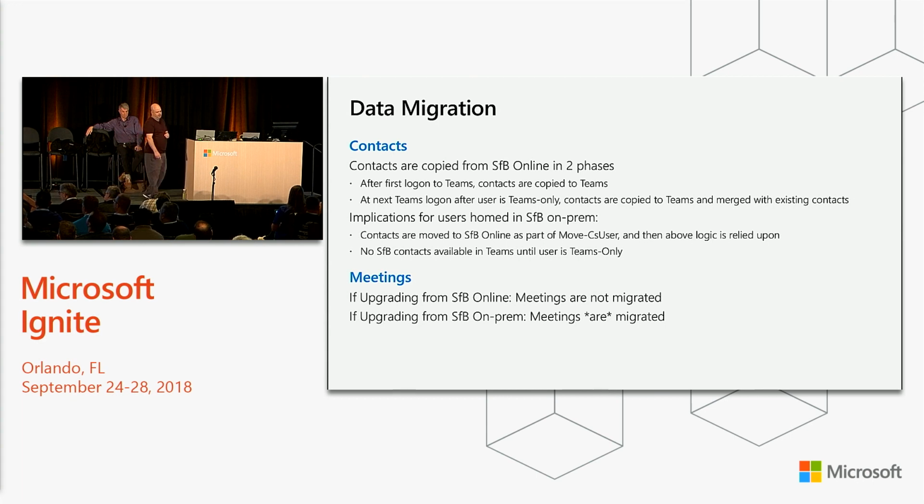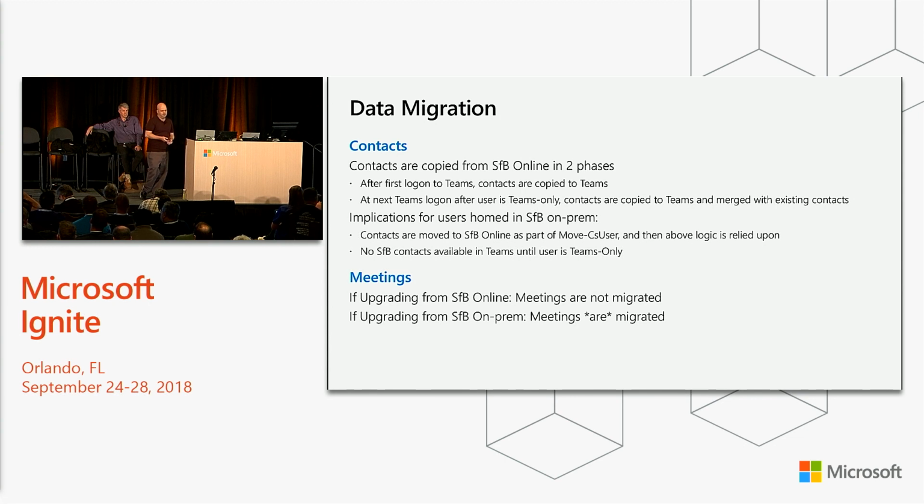Meetings. If you're upgrading from SFB online, the meetings are not migrated, right? You can still join a Skype for Business meeting. They're there, but any new meeting that you create is going to be a Teams meeting. If you're migrating from on-prem, we do migrate the meetings. And in fact, we have to, because if we didn't, they would not work, because the account identity has moved into the cloud.